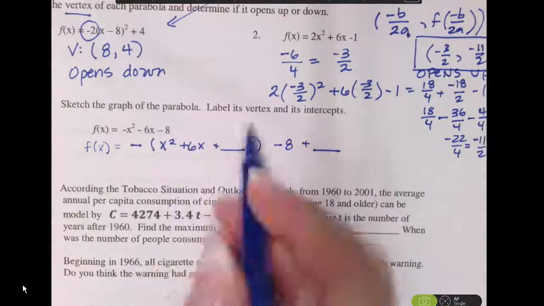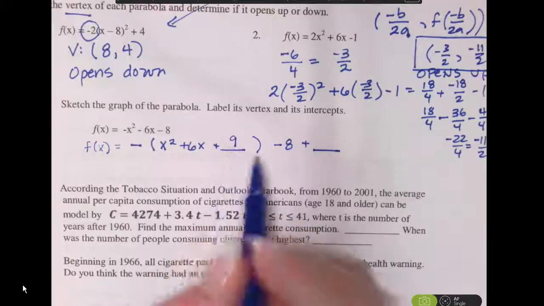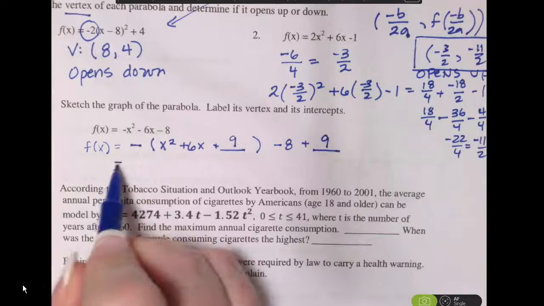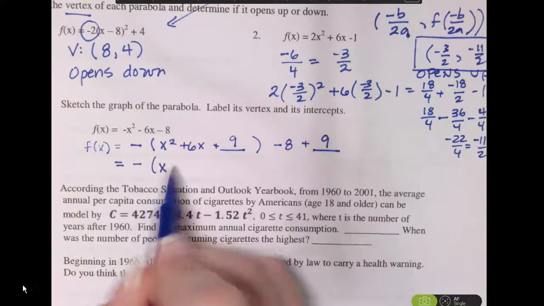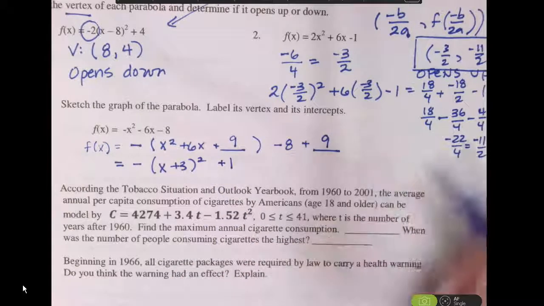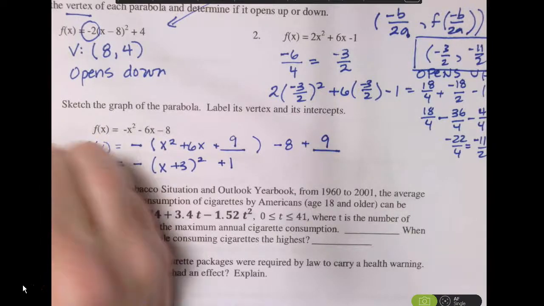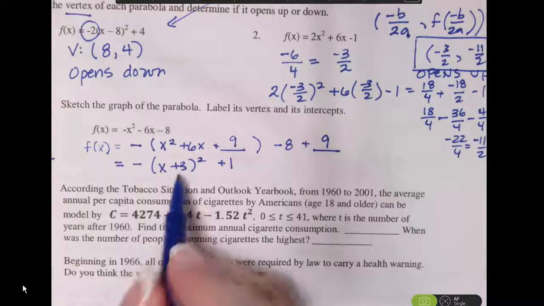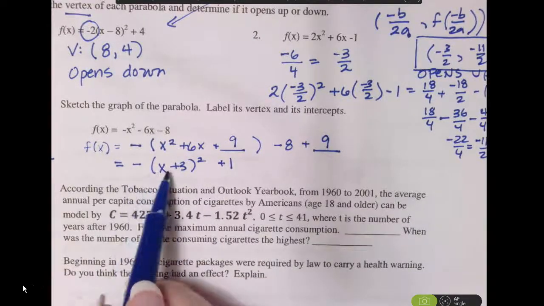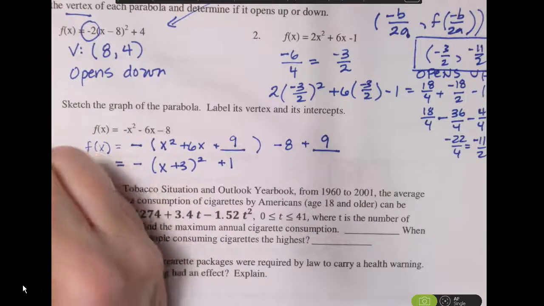So I'm going to complete the square. So cut b in half, that's 3, and square it, and that's 9. So I've introduced a negative 9 into my equation, so I want to do plus 9. So my equation is negative x plus 3 squared plus 1. So that gives me a vertex of negative 3, positive 1.